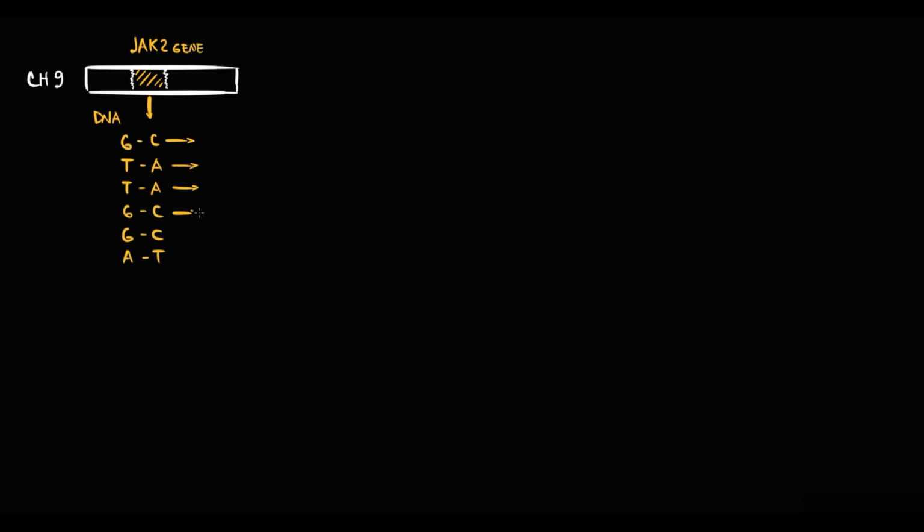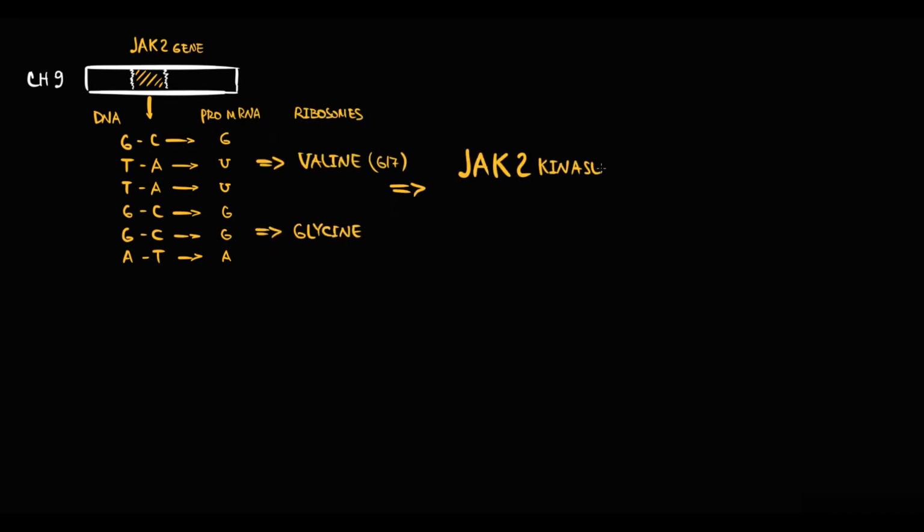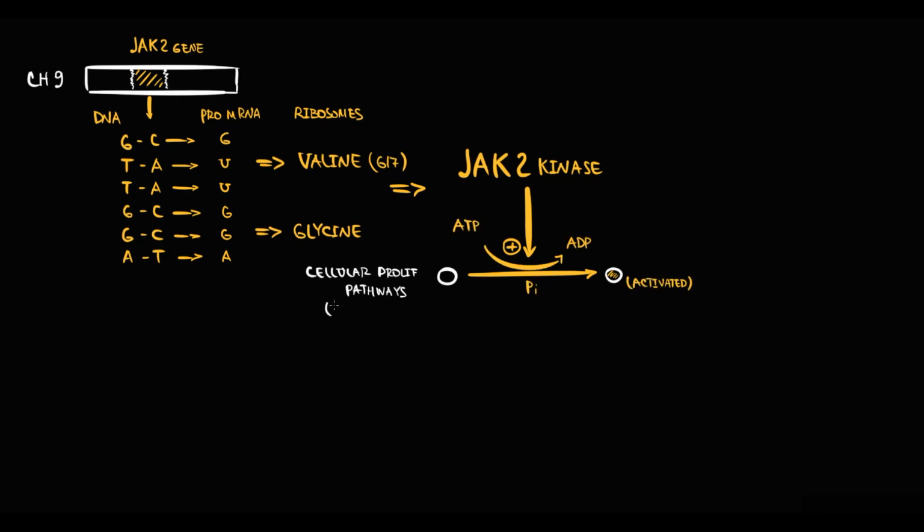What's up? The most important mutation that triggers essential thrombocythemia is mutation in JAK2 kinase that markedly increases proliferation rate of myeloid cells. Recall that on chromosome 9 located JAK2 gene that encodes JAK2 kinase. The function of JAK2 kinase is to activate cellular pathways that are responsible for cellular proliferation, especially of myeloid cells. And activation of pathways occurs by phosphorylation.